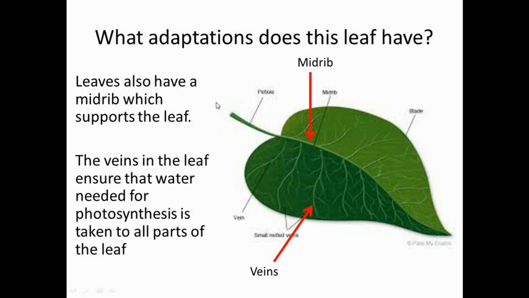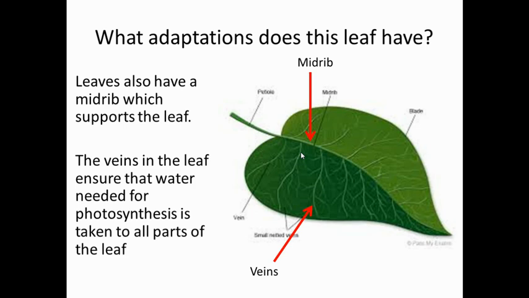So leaves also have the midrib. Okay, the midrib is what gives it support. Okay, so if you go and look at a tree outside, if you have a look at the leaves, they're sturdiest around the midrib, okay, around the middle, and that keeps it supported, keeps it open, which obviously helps with its surface area. It also has these veins, okay.